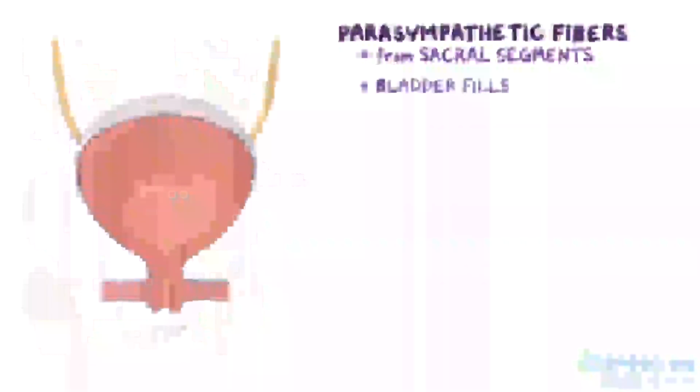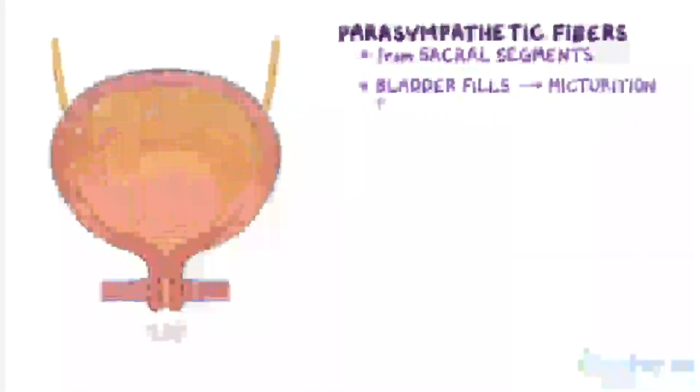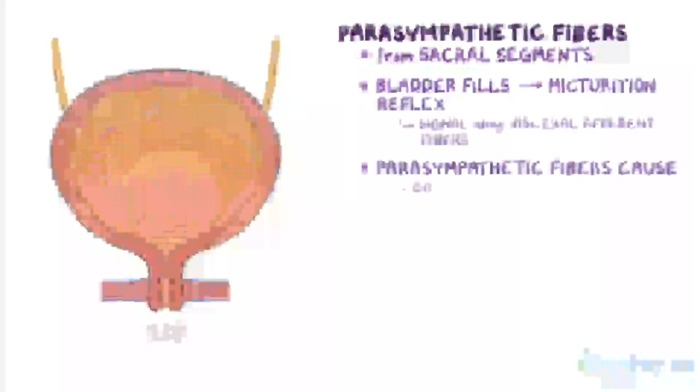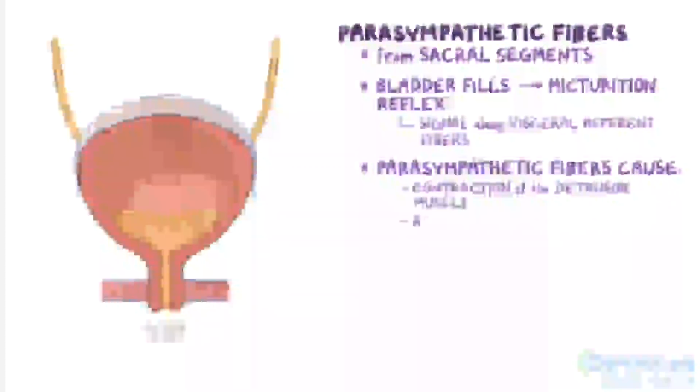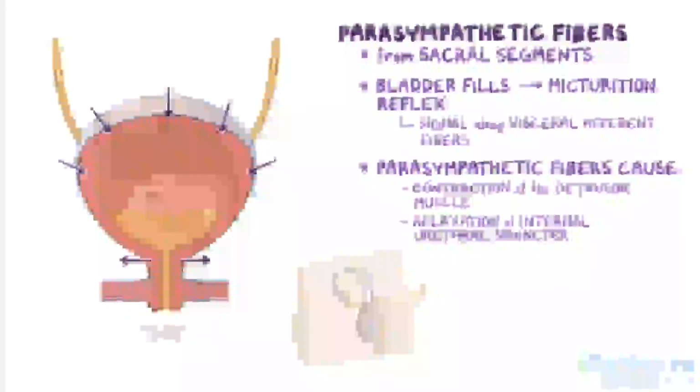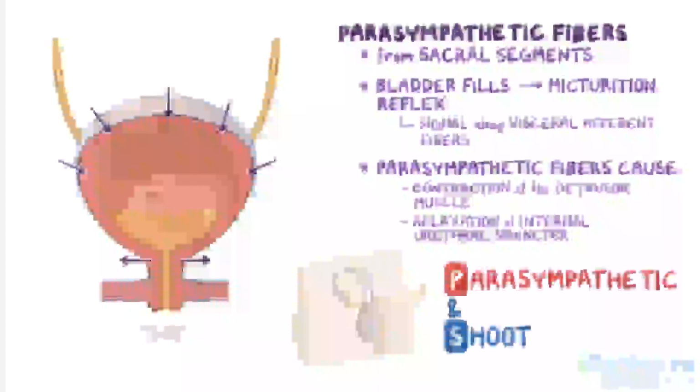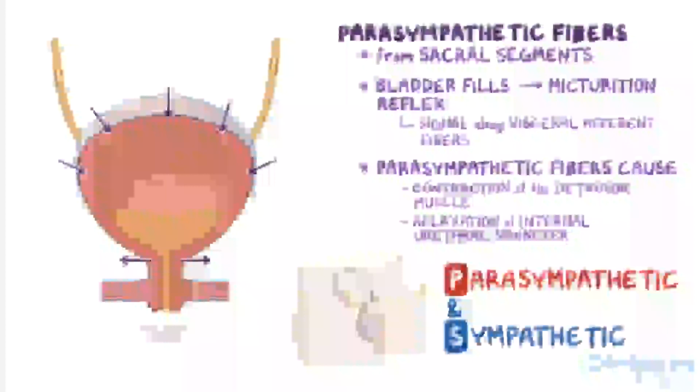When the bladder fills, it begins to stretch, and if it reaches the threshold, it can activate the micturition reflex by sending a signal along visceral afferent fibers. This stimulates the parasympathetic fibers, which causes contraction of the detrusor muscle and relaxation of the internal urethral sphincter, facilitating urination. Parasympathetic innervation is also responsible for erections in males. And the mnemonic point and shoot can help you remember that. Point, or initiating an erection, is parasympathetic, and shoot, or ejaculation, is sympathetic.